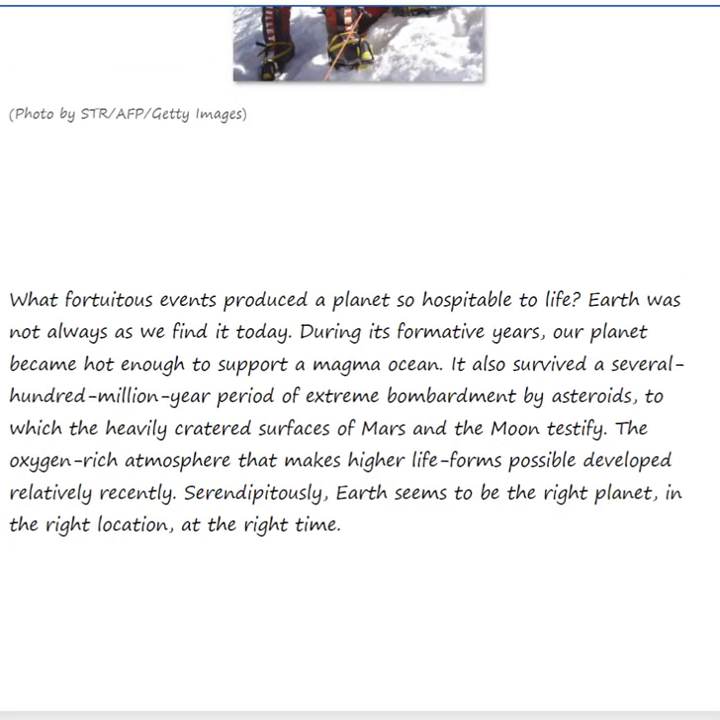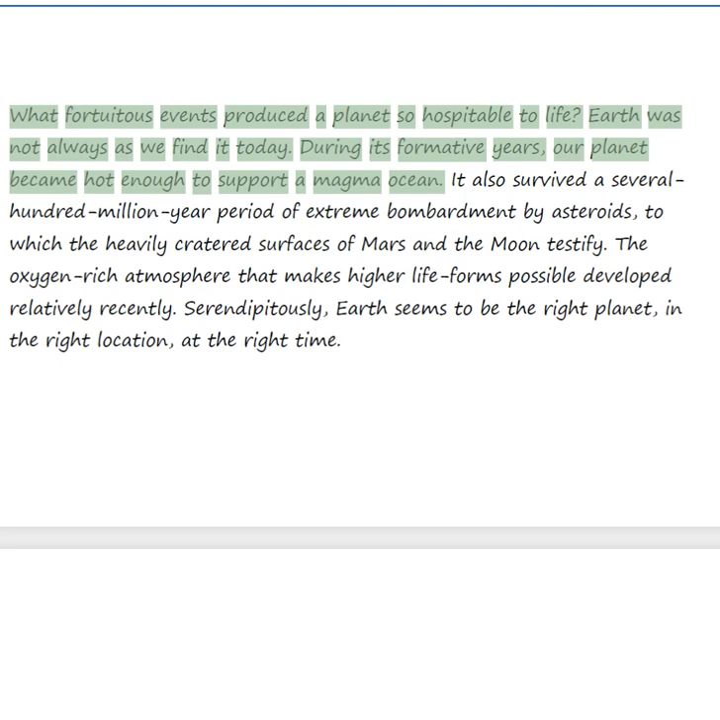Much of Earth's surface is uninhabitable by humans. At this altitude, the level of oxygen is only one-third the amount available at sea level. What fortuitous events produced a planet so hospitable to life? Earth was not always as we find it today.